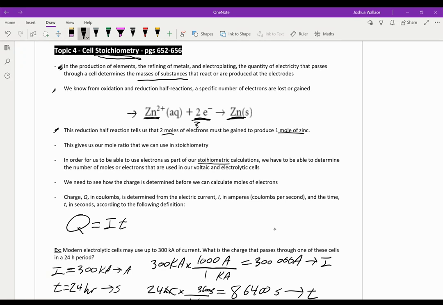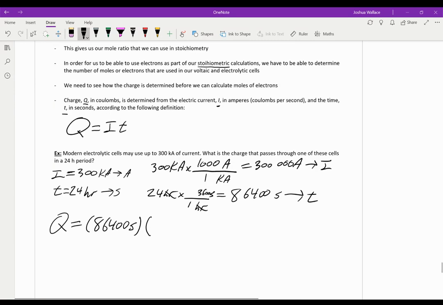So charge Q, in coulombs, is determined from the electric current I, in amperes, so coulombs per second, and the time T in seconds, according to the following definition. So we have a formula: Q is equal to I times T.